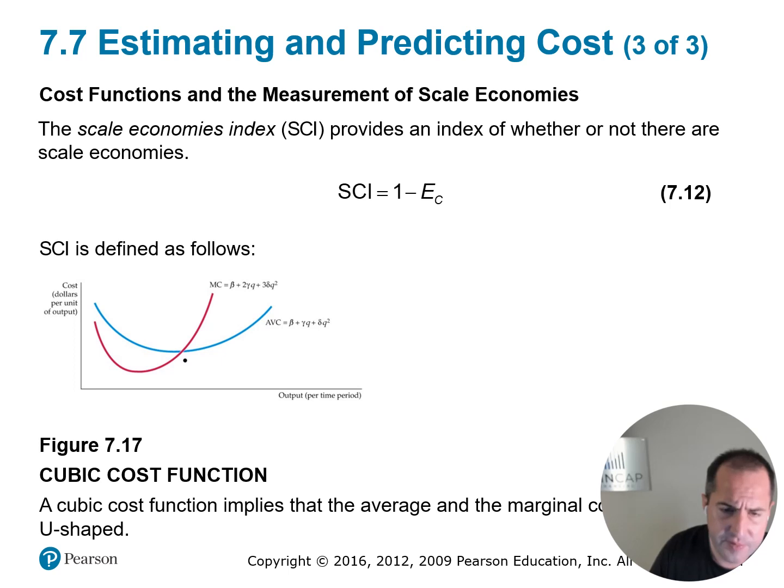Cost function in the measurement of scale economies. The scale economies index provides an index of whether or not there are scale economies, meaning, if you have more product to sell, do you make more money, right? And if you double your output, does your cost double? If not, then you probably have economies of scale.